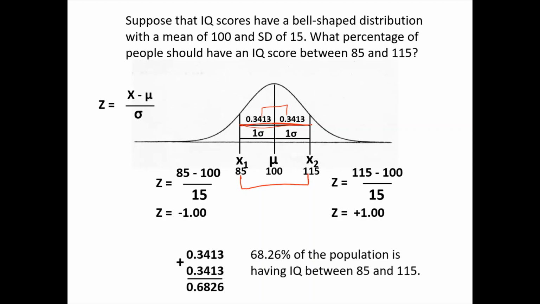Almost 68% of the population has an IQ between 85 and 115, and that is a cross check, because as the empirical rule says, one standard deviation covers 68% of the population. Two standard deviations cover 95% of the population, and three standard deviations cover 99% of the population. So the percentage of the population covered by one standard deviation is 68%, and we are getting the same value using the z table. So 68.26% of the population has an IQ between 85 and 115. This is how you can solve problems using z values.